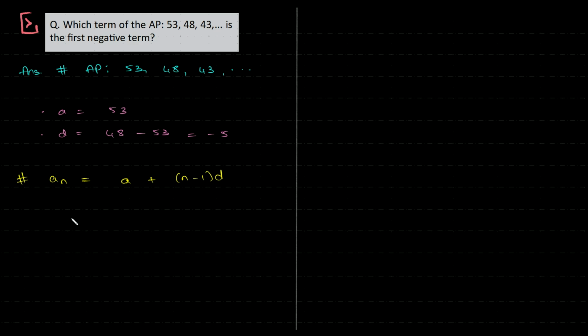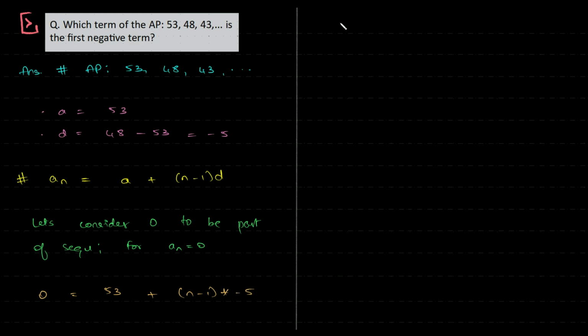So we have to find where the 0 is, because wherever the 0 is, the next term will be the negative term. So let's consider 0 to be part of the sequence. For an equal to 0, we make this 0, and we have everything else, a plus (n minus 1) into the common difference, which is minus 5.